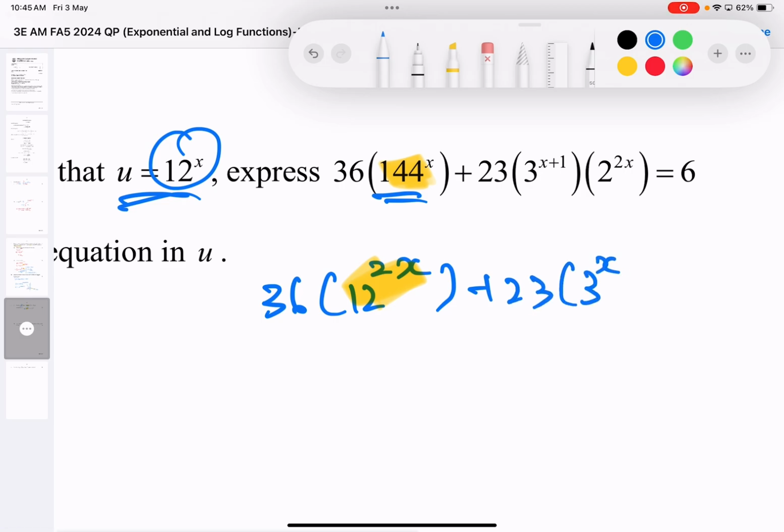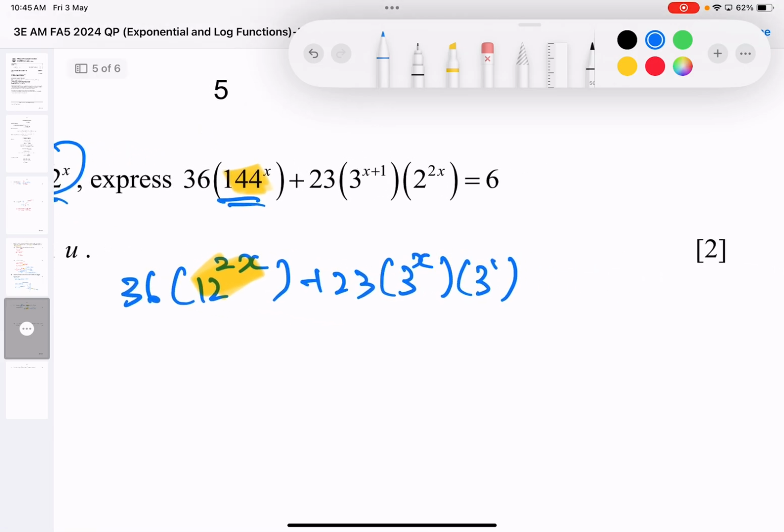3 to the power of x plus 1 is the same as 3 to the power of x multiplied by 3 to the power of 1. Correct? Who is confused? I hope not.